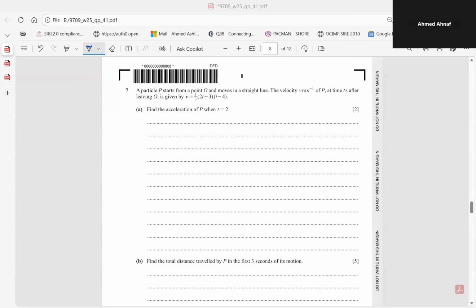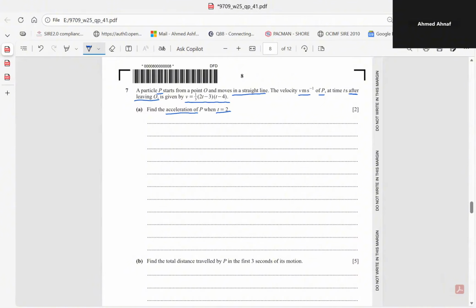For this question, we are told that particle P starts from a point O and moves in a straight line. The velocity v meters per second of P at time t seconds after leaving O is given by this expression in terms of t. For the first part, we need to find the acceleration of P when t equals 2.